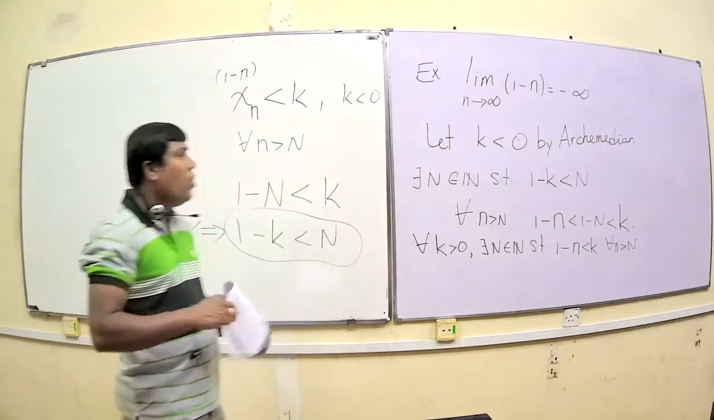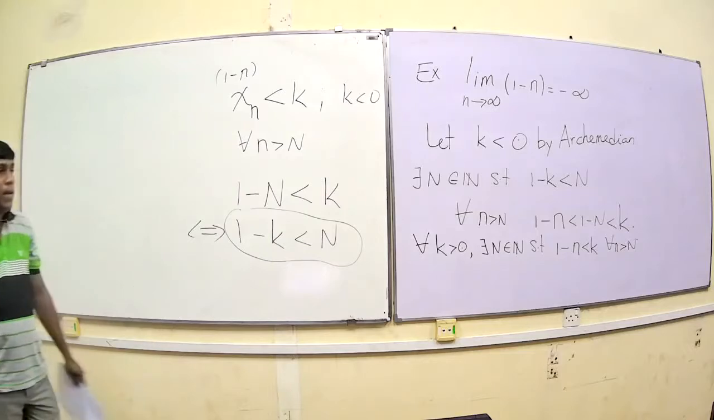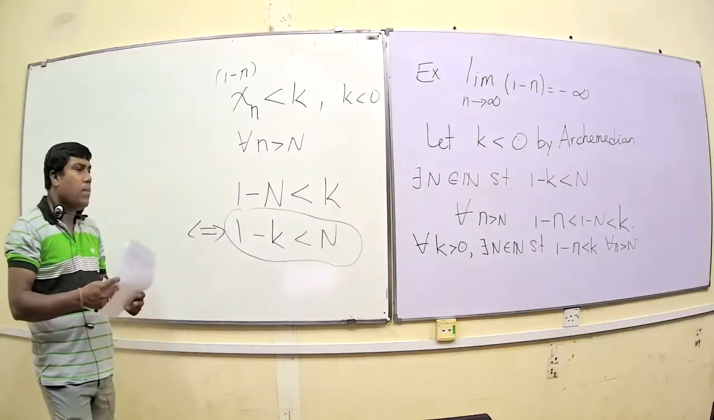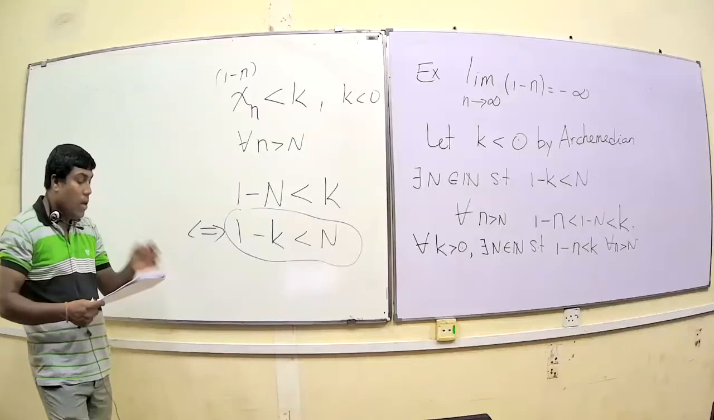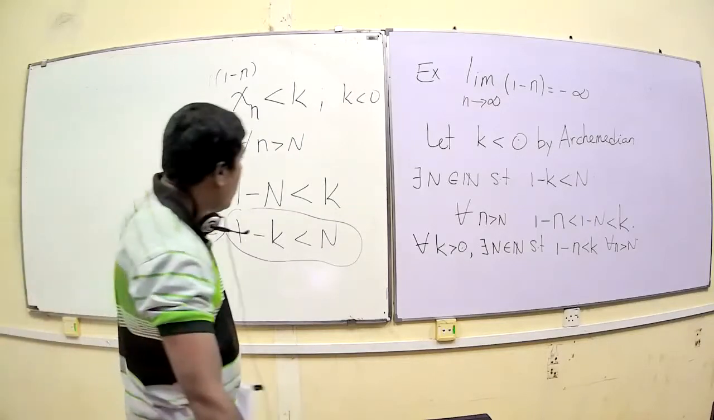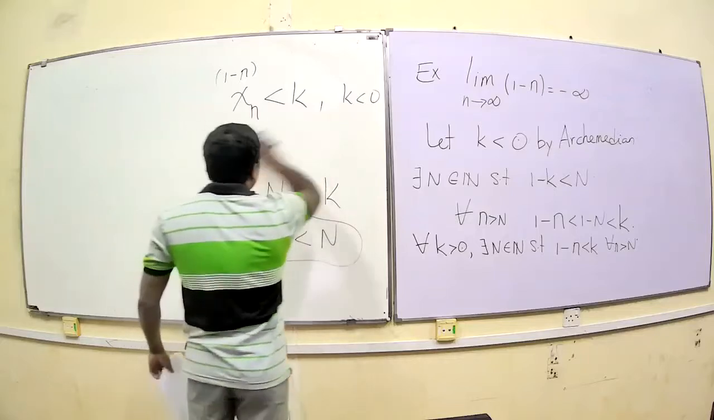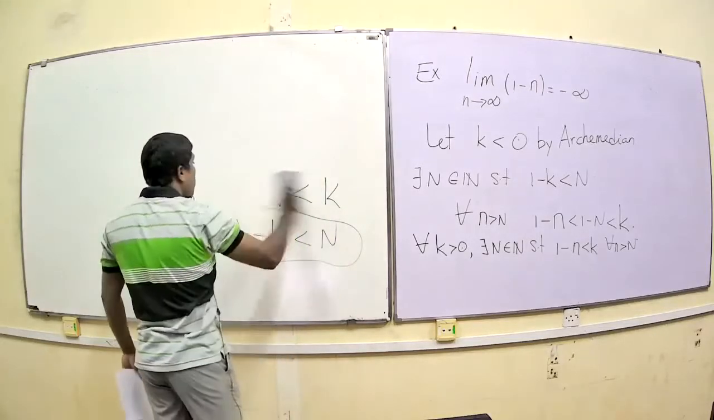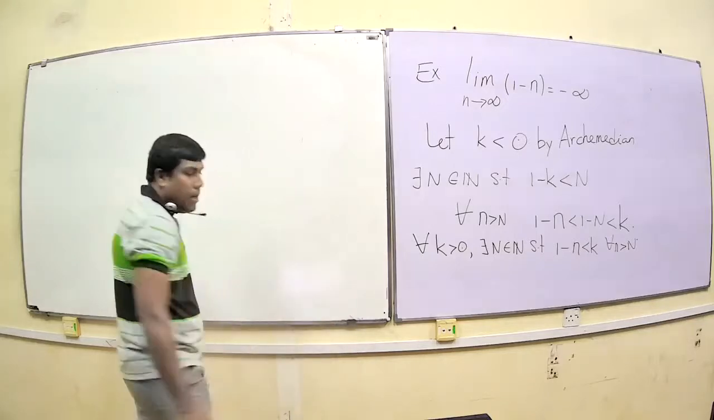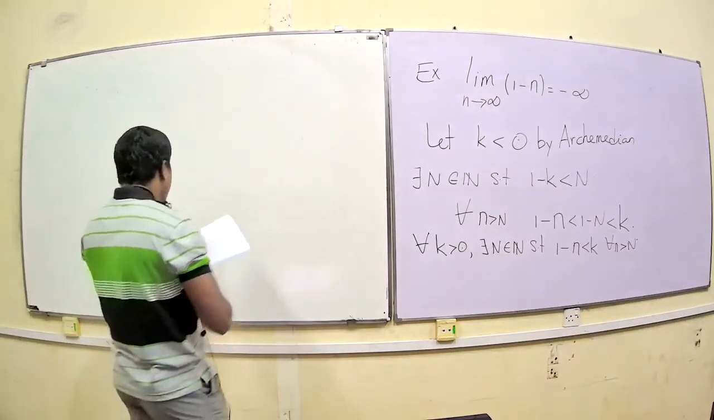So this is how you show infinite limits. When the limit as n goes to infinity is minus infinity or plus infinity, you can show it in this way. So I will write down an exercise for you to work out a similar idea.